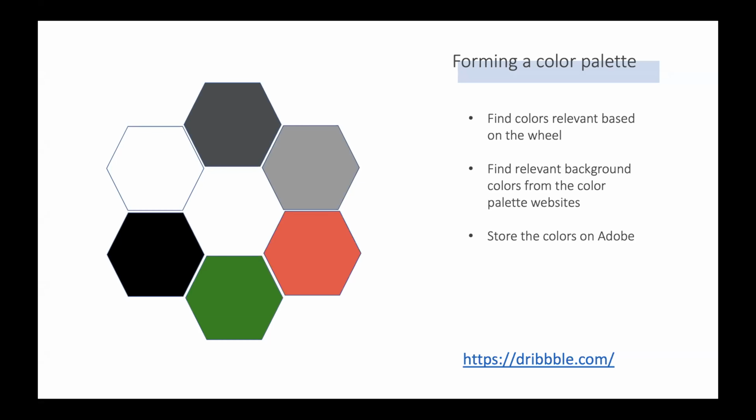So what I usually do is I try to see what the common backgrounds and the common highlight colors are, and I store them in Adobe and try to reason which highlight color would be good with which background color. So that's really the end of the topic of how the color palette is done.